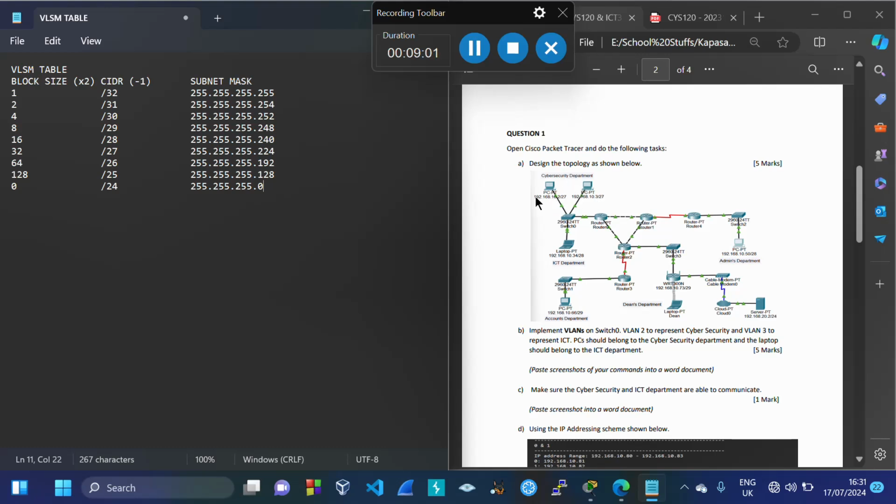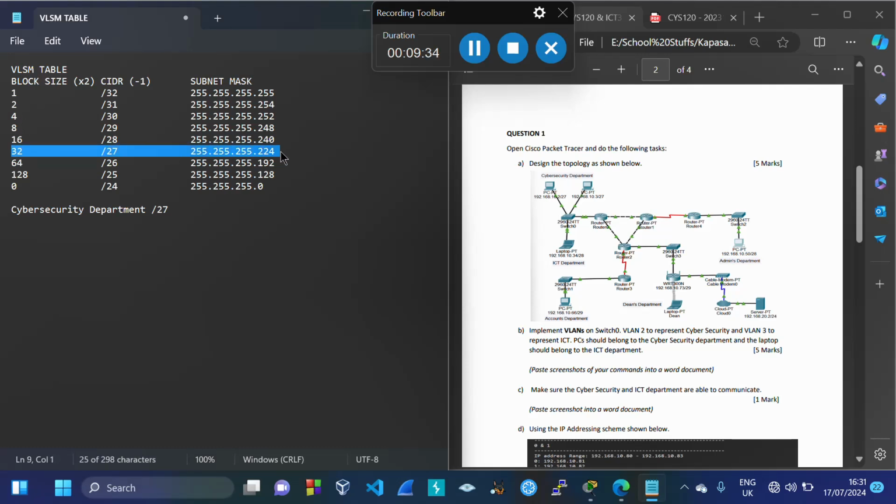So we are saying the network which we have, for example, for cyber security. Let me just do this so that you understand what is going on. I'll say cyber security department. So cyber security department, as we can see, we have /27. So if this is a /27, we need to consider this guy who is a /27.